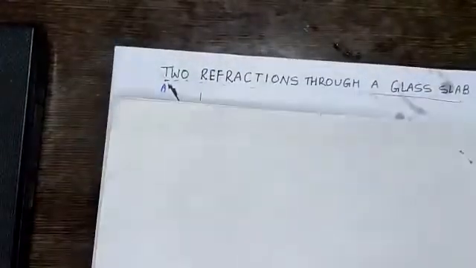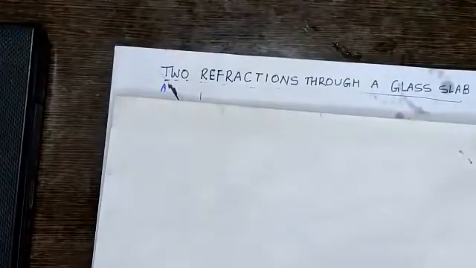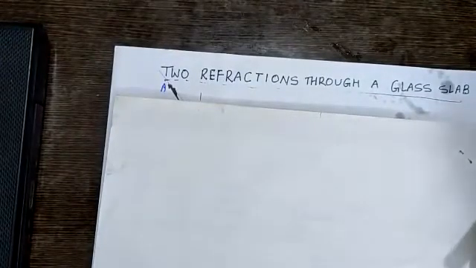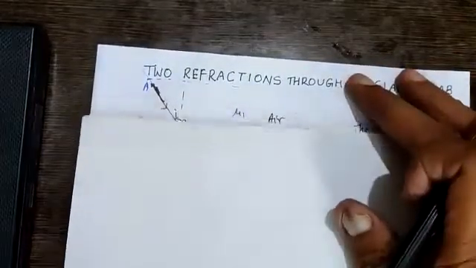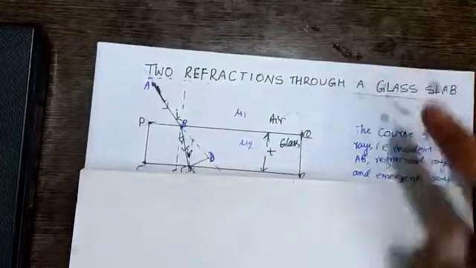Now you know that the change of path of a light ray in the same medium is called reflection, and the change of path of a light ray when it passes from one medium to another medium is called refraction.